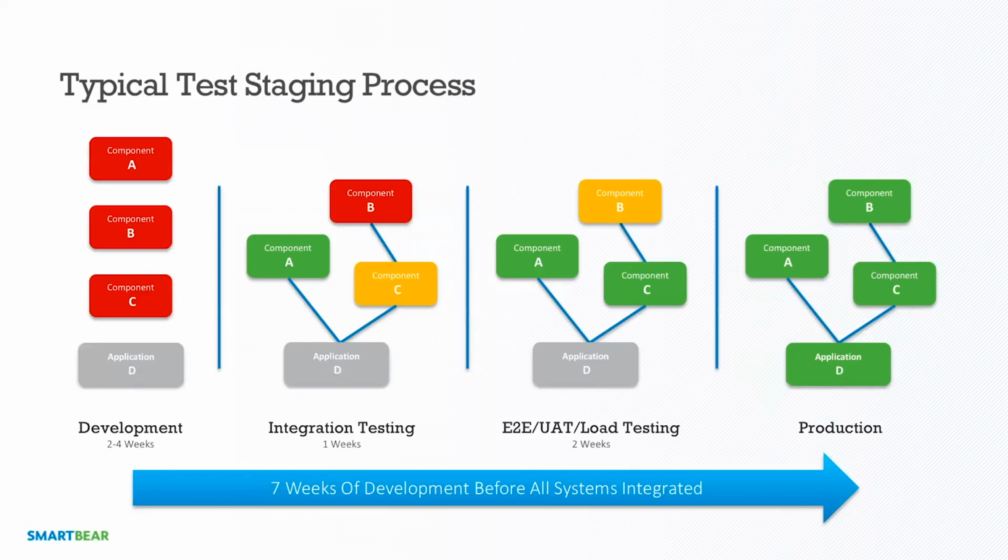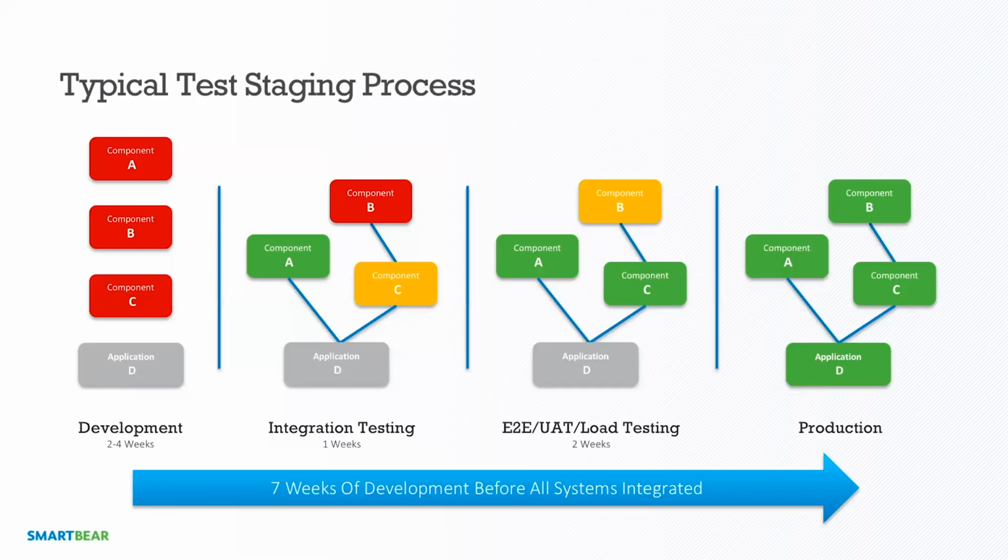And just to reiterate, this is your typical test staging process, right? In development, you have a 2 to 4 week window of building these 3 different components that make up application D. Your development team will be in their silos working as hard as they can to make these components available. After 2 to 4 weeks, the QA team usually gets involved during this integration testing phase. And even when integration testing starts, within 1 week you might not have all your services available. So 5 weeks have gone by and we only have 1 component ready to go, and another that is almost ready, with 1 not available at all.